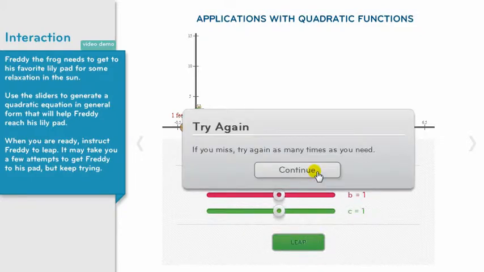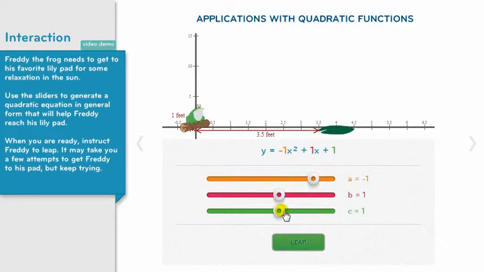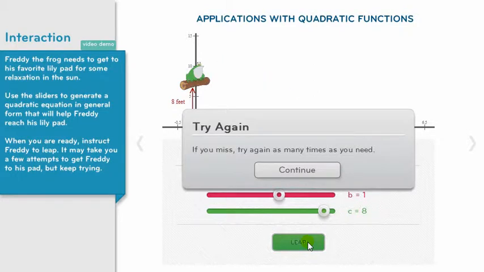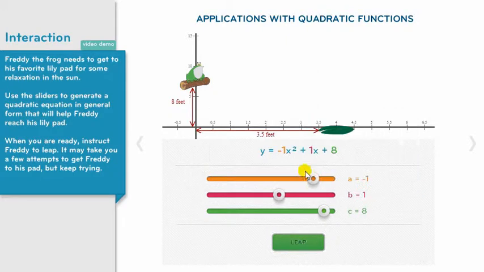Alright, well I just didn't go far enough. Maybe if I adjust my c value, I can get him to go further. Let's move him up. So let's put him up 8 feet high. Let's see if that'll work. Still not quite far enough. Let's change our b value, see if that helps him go further.